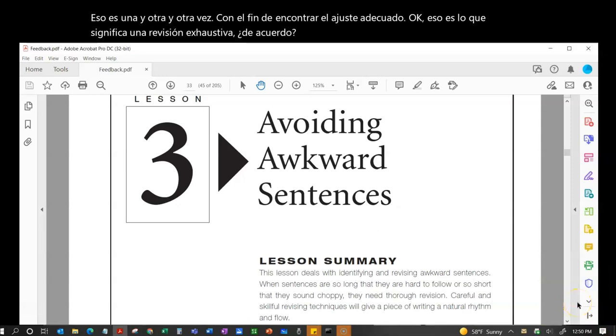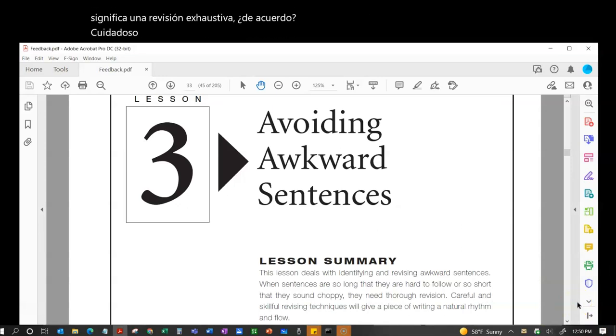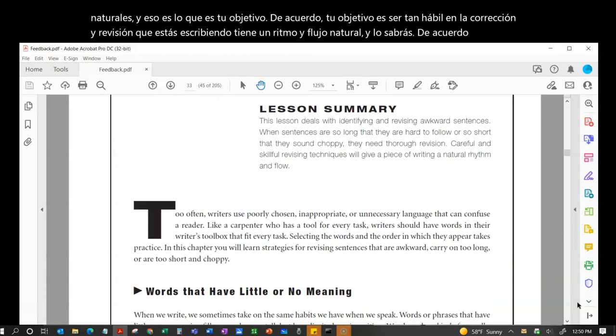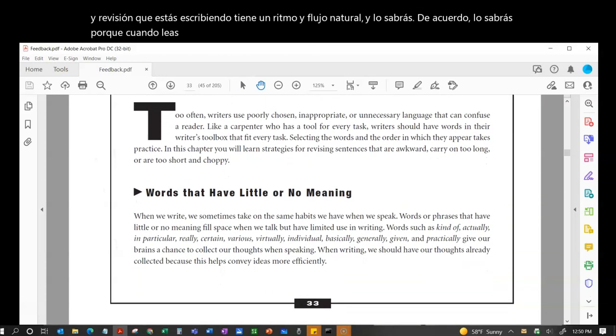Careful and skillful revising techniques will give a piece of writing a natural rhythm and flow. And that's what your goal is, okay? Your goal is to get so skilled at proofreading and revising that your writing has a natural rhythm and flow. And you'll know that, okay? You will know that because when you read your writing aloud, you'll go through it just like a piece of music, you know, a piece of art.